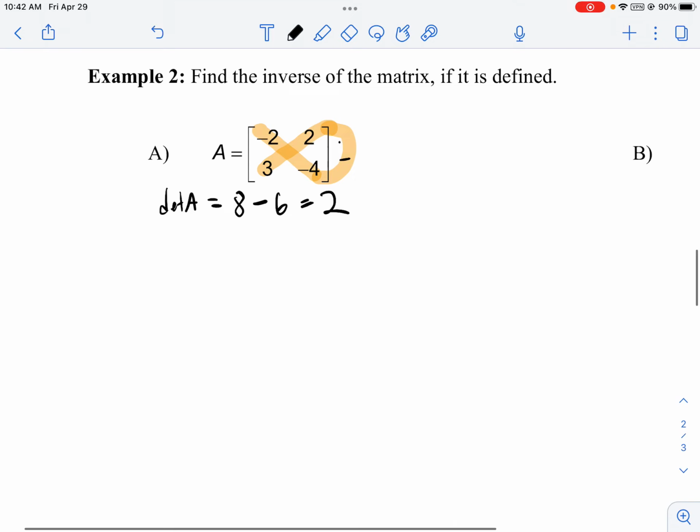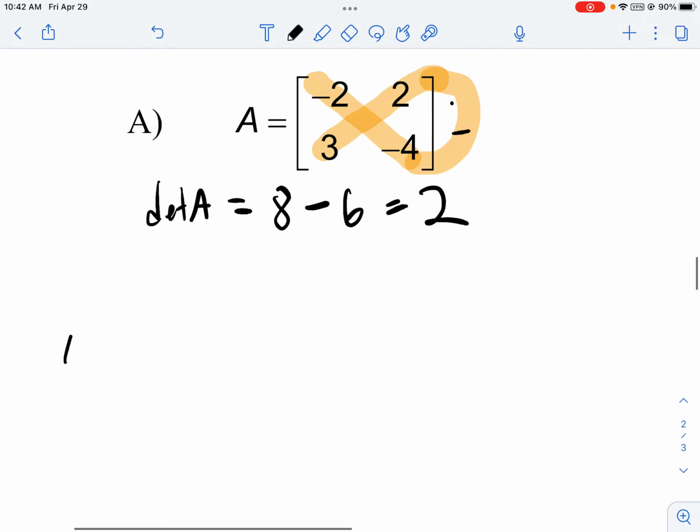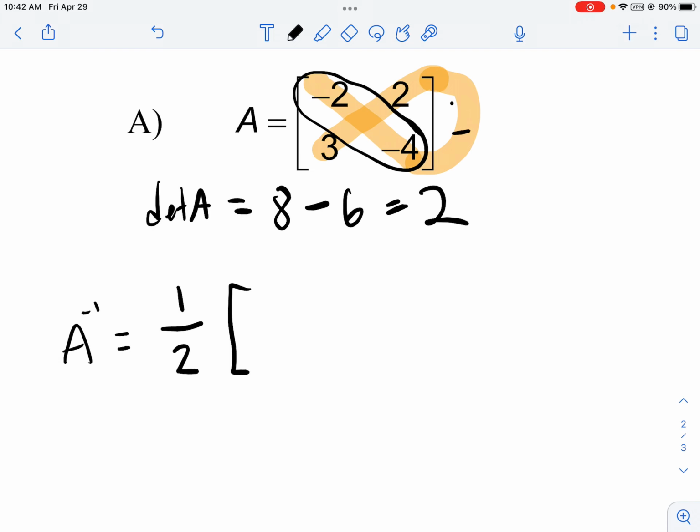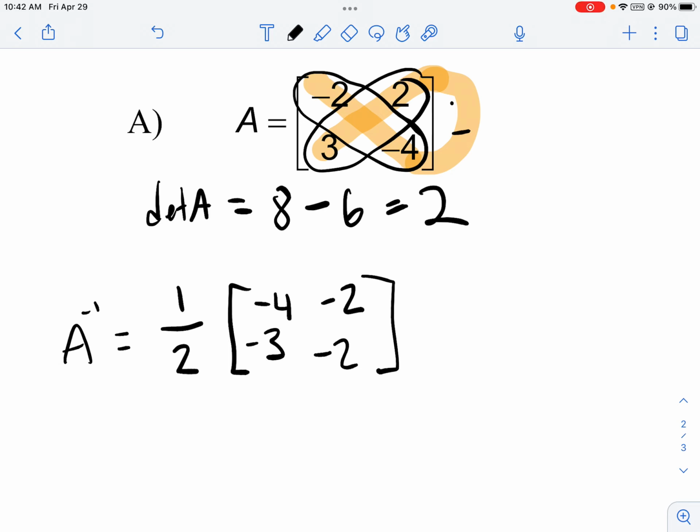So from there, the inverse is going to be 1 over the determinant being multiplied, and now we change the original matrix A. So we swap these two, so -4, -2, switch places. And then you change the sign of these two. So +2 is negative, +3 is negative. And then you just multiply that scalar, that 1/2, through.